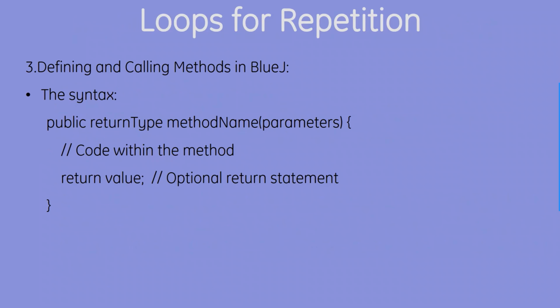Moving on, we have defining and calling methods. In BlueJ, the syntax is public, return type, method name, parameters, and we write the code, we have a return value, and then we close the braces. So after the loops, you now know basically what kind of loop statements there are. We have discussed the for loop with its condition and the while loop with its condition. The next one is defining and calling methods in BlueJ.